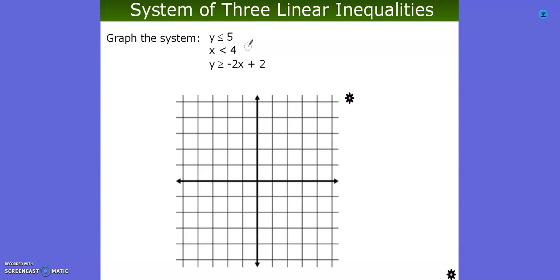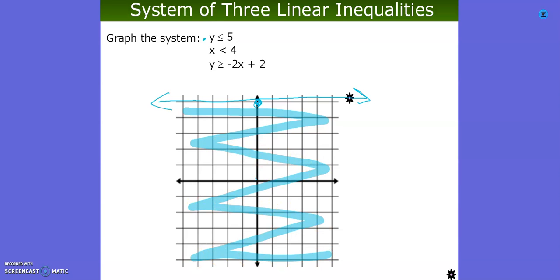So I've got y is less than or equal to 5, so up here on the y-axis at 5, and it's going to be a solid line going across that axis, and all the values that are less than 5 are below that line. So I'm going to lightly shade here, boom. Next one, I'm going to graph that one in pink.